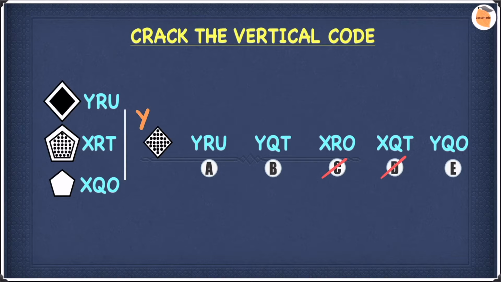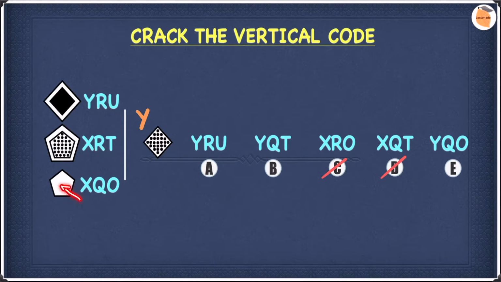Let's move on to the second letter, which is R, R, and Q. We have 2 R's. This means there's something common between these 2 shapes. The only thing that's common between these 2 shapes is the fact that they have an outer shape and an inner shape. And this is the same for both of them. This means that if you have an outer and an inner shape, the middle letter is an R.